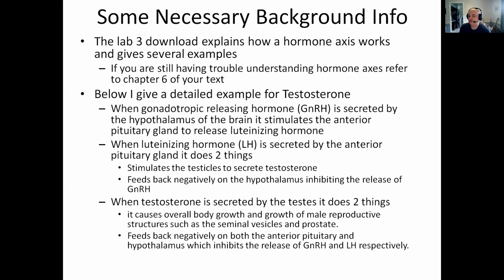Now, in addition to this pathway of getting testosterone to be secreted, these hormones have other effects.